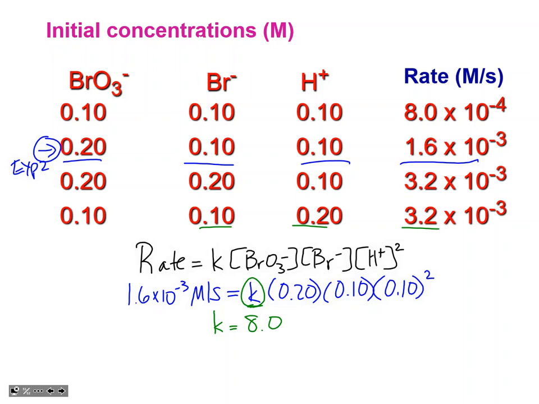Now let me explain where the K units come from. This is like M, this is like M, and this is like M squared, right? So really, over here on this side, we have molar per second, and then on this side, we're going to be dividing by molar times molar times molar squared.